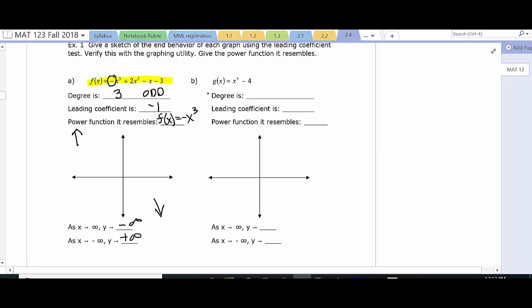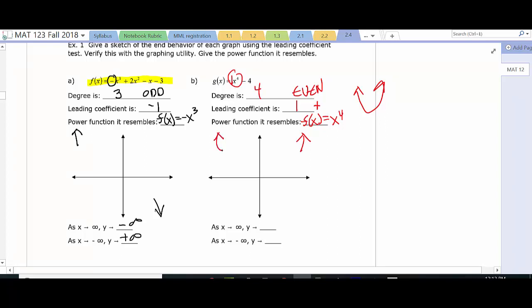What is the degree of the next example? 4, okay, that's even. So we said if it's even, it's either going to turn up or turn down. What's the leading coefficient? Number in front, right? That's 1. That's positive. So that means it's going to turn up like that. And it just resembles, you just look at the first term, it's going to resemble the power function x to the fourth, like that. So since it's an even degree polynomial, leading coefficient's positive, then your graph is going to go like this. We don't care about what happens in the middle.